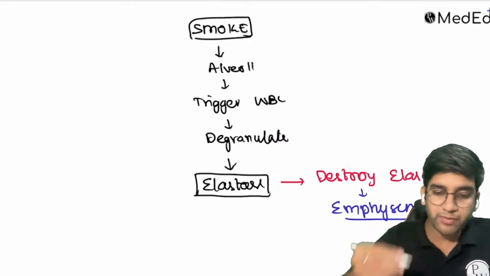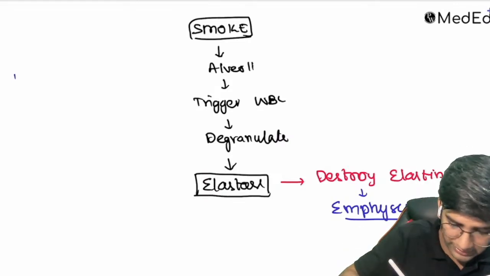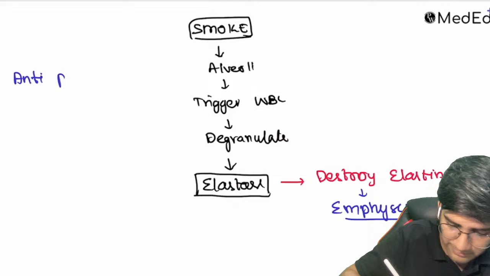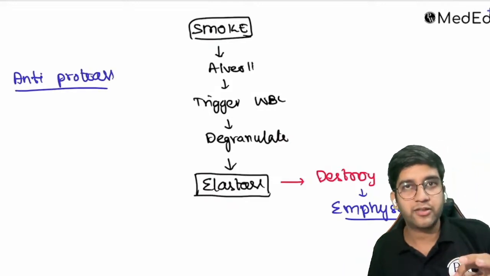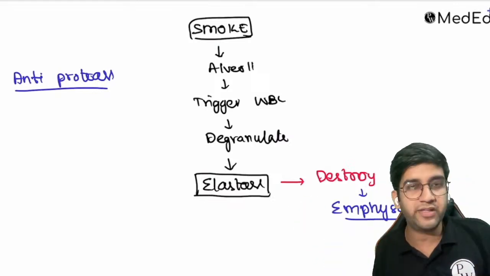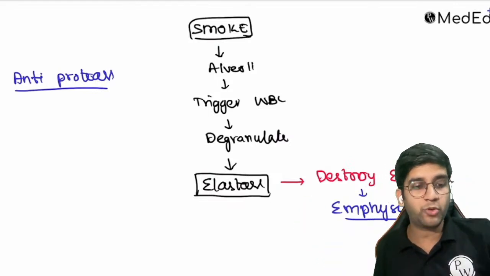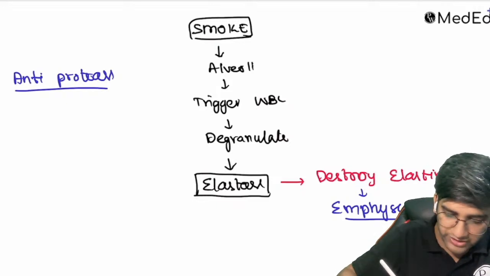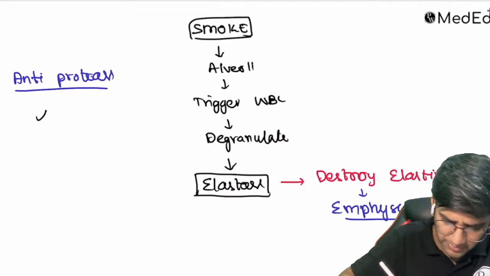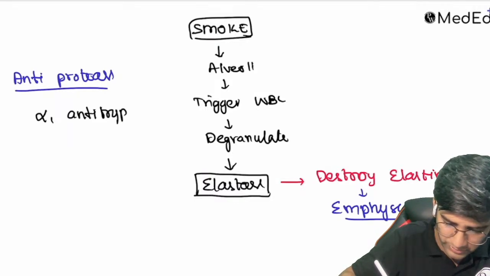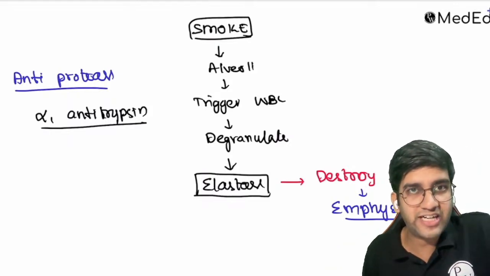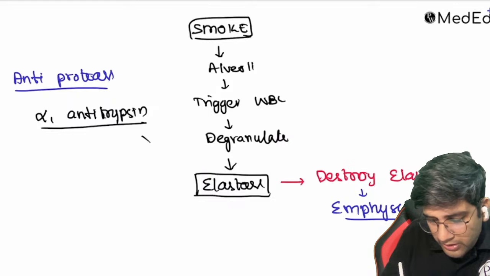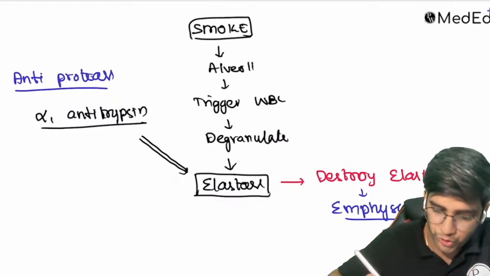Perfect. Great. The person who thought this through has given something called an anti-protease. Everywhere when you inhale smoke, elastase will be released. But my lung has a good amount of anti-protease. The anti-protease here, I'm sure we have heard this before, is called alpha 1 antitrypsin. This alpha 1 antitrypsin will destroy elastase.